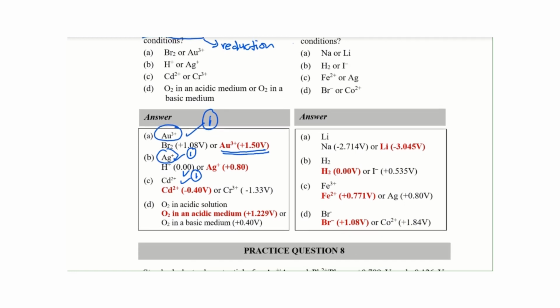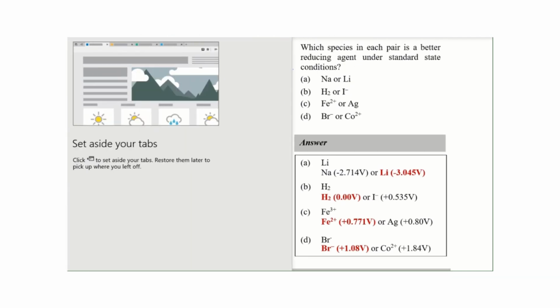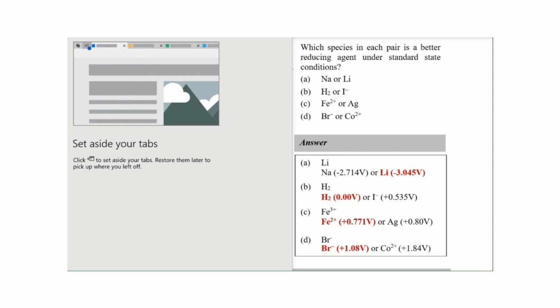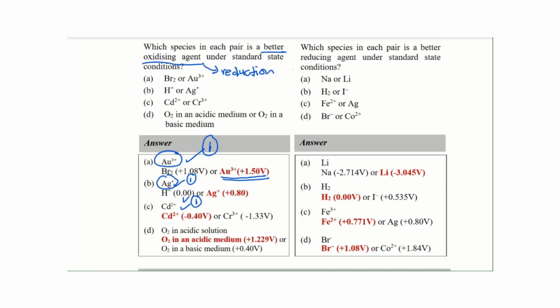Lastly, D. Oxygen in acidic medium or oxygen in basic medium, which is the better oxidizing agent? The answer is oxygen in acidic medium, because the E naught value for oxygen in acidic medium is more positive compared to oxygen in basic medium.